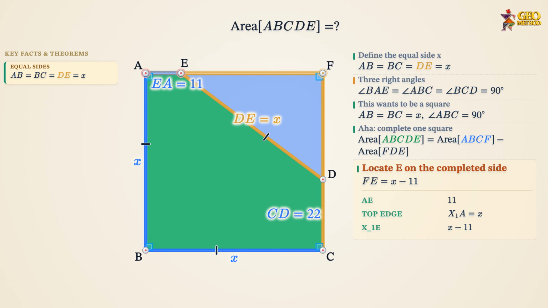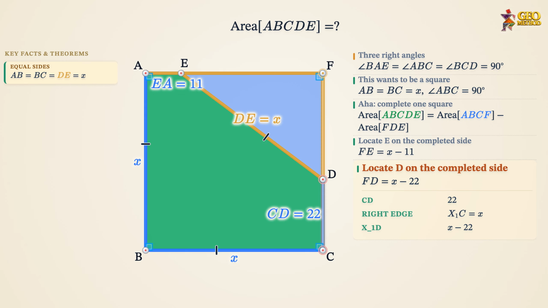On the completed top side, FA, the source gives segment AE equal to 11. Therefore, segment FE is x minus 11. On the completed right side, FC, the source gives segment CD equal to 22. Therefore, segment FD is x minus 22.